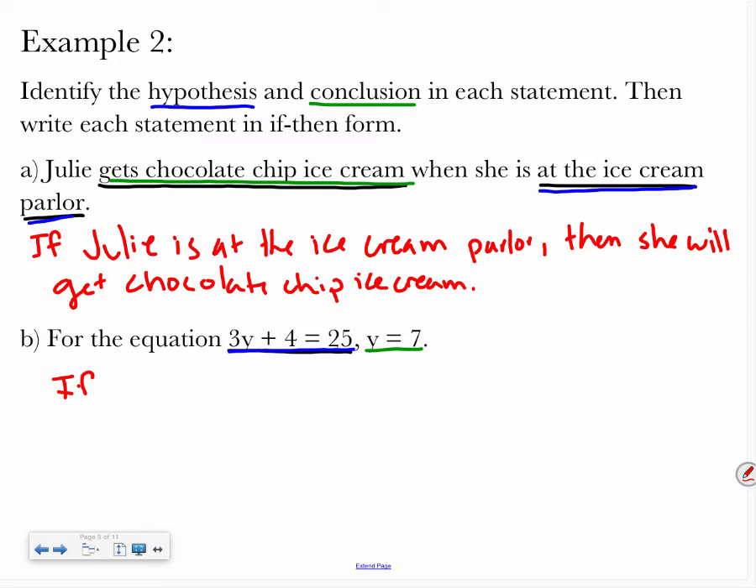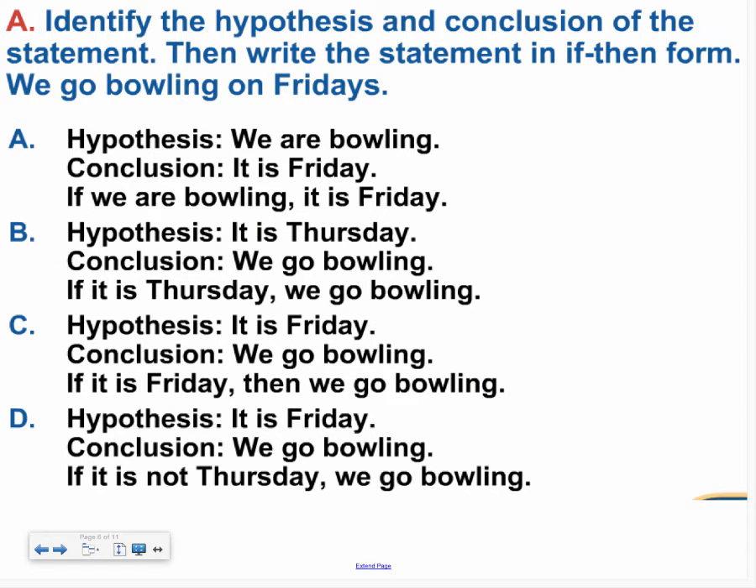If 3y plus 4 equals 25, then y equals 7. Done. Okay, so hopefully you see the awesomeness in that, and the fact that they're easy to rewrite in if-then form. Alright, why don't you take a minute and try to identify the hypothesis and conclusion of the statement, then write the statement in if-then form.